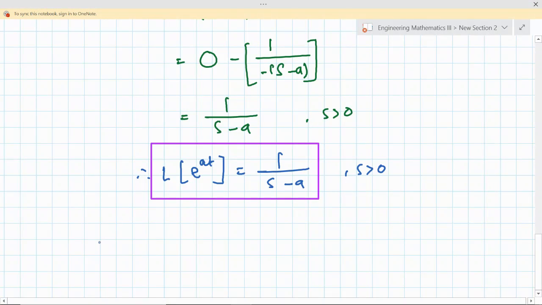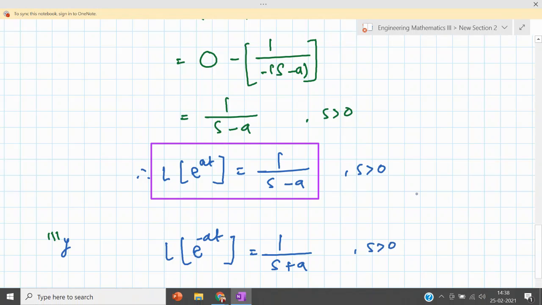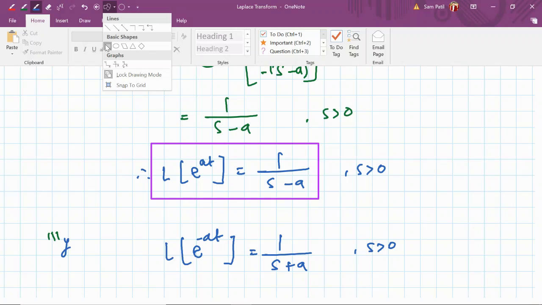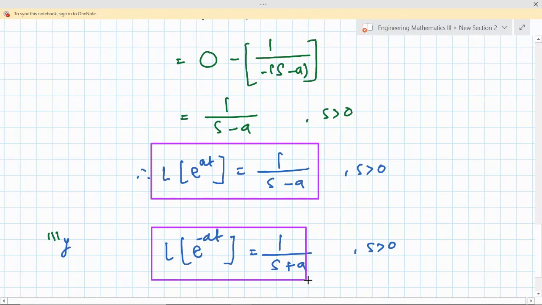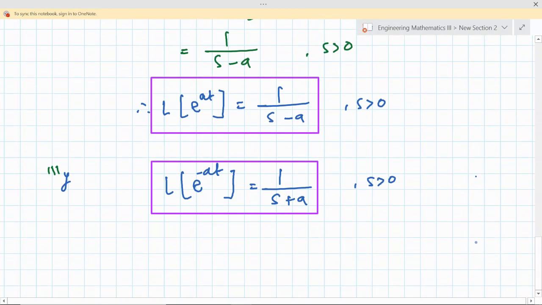Now suppose we take the next rule, the Laplace transform of e raised to minus at. Instead of at, if there is minus at, then its Laplace transform is simply 1 upon s plus a, where s is greater than 0. We are just replacing a by minus a. That is the only change, and that is the formula that we have.